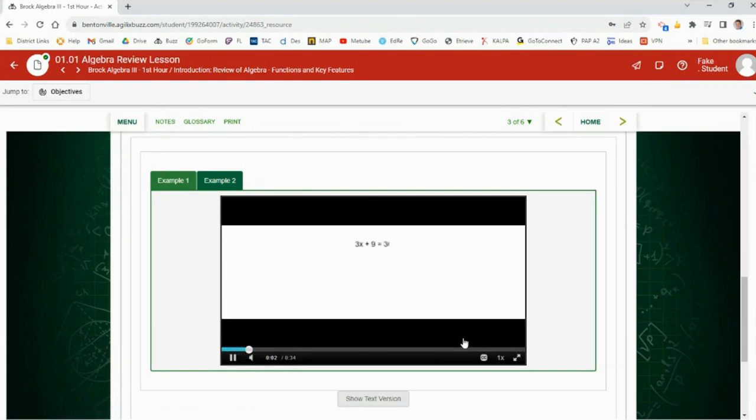Take 3x plus 9 equals 30. The first step would be to move anything that doesn't have an x to the other side of the equal sign. So they're moving that 9 over. So then you have 3x equals 21.